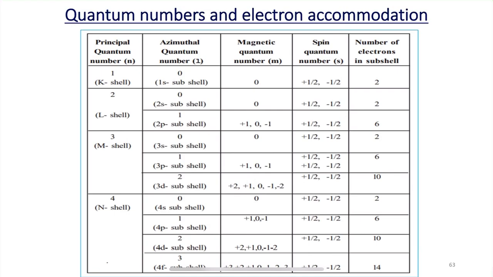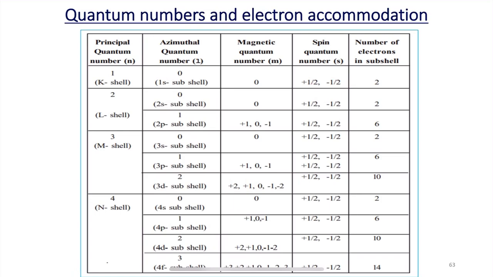K shell will always have minimum energy. That is why the principal quantum number is 1, and it has minimum energy. So, azimuthal quantum number is 0, and magnetic quantum number is also 0, and spin quantum number can be either plus half or minus half, and the number of electrons in the subshell is 2. Similarly, L shell is a little away from the nucleus, so it will have higher energy than K shell, and the outermost shell will have maximum energy.